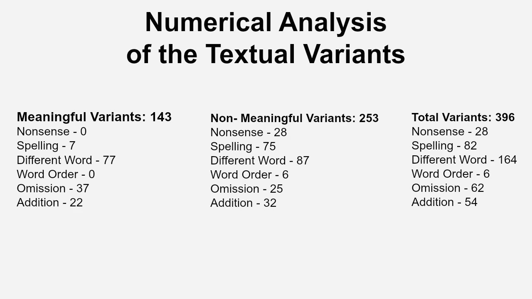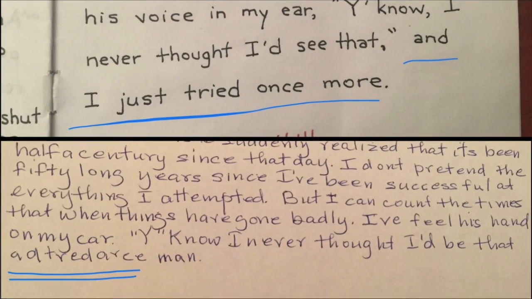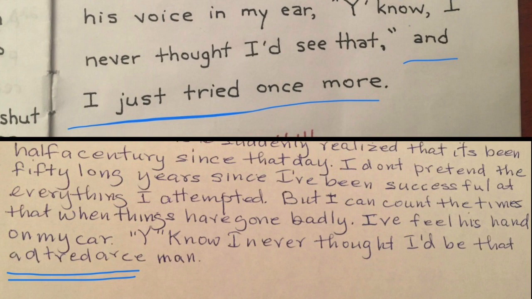And now let me give you an example of one of these nonsense errors. Some of them are pretty funny, and this is a pretty funny one. So you'll see at the top of the screen you have the base text, and underlined there is where the nonsense error is located in the next manuscript, but the sentence basically says, you know, I never thought I'd see that, and I just tried once more.